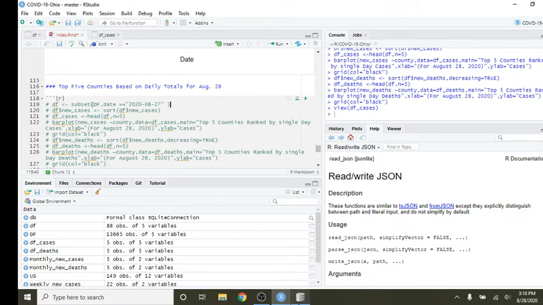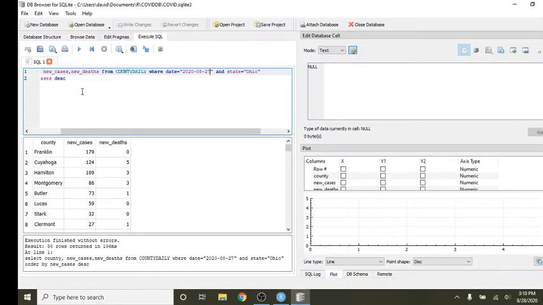But anyway, this is what we got backup for the database. You can see here that Franklin, Cuyahoga, Hamilton. Franklin is where the state capital, Columbus, is, and Cuyahoga is where maybe Cleveland is. Montgomery, you can see after Hamilton, the numbers begin to drop drastically.